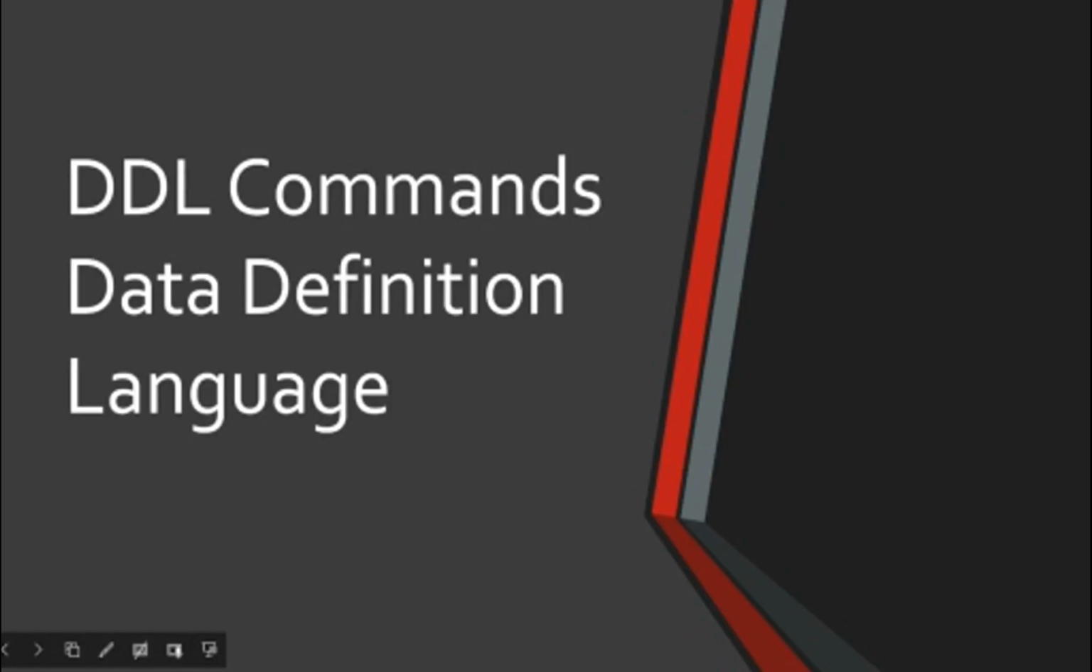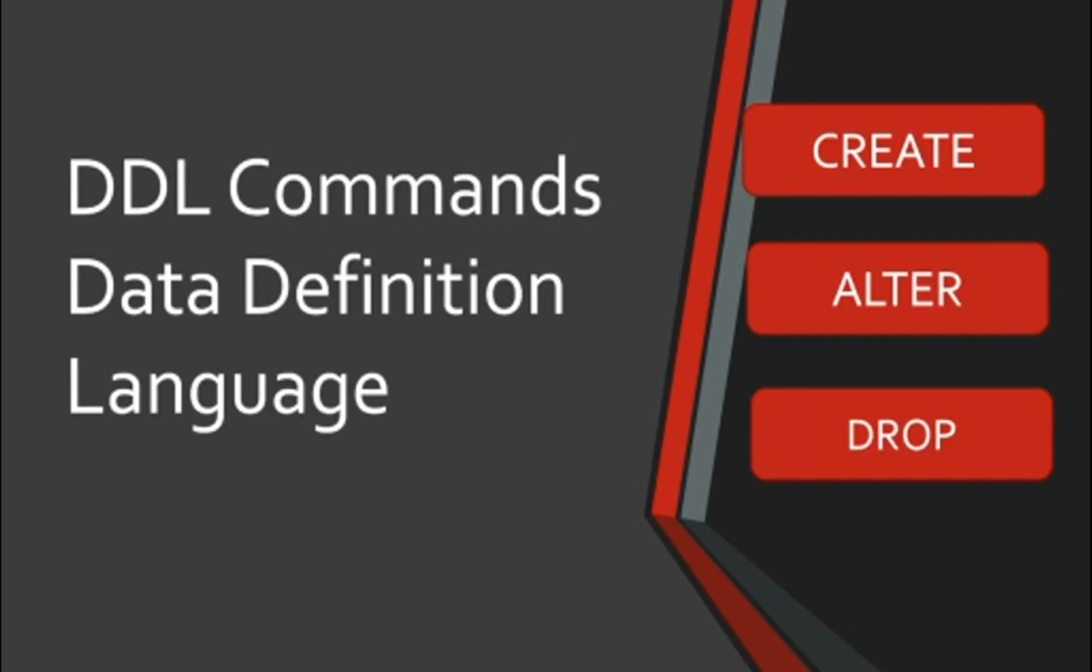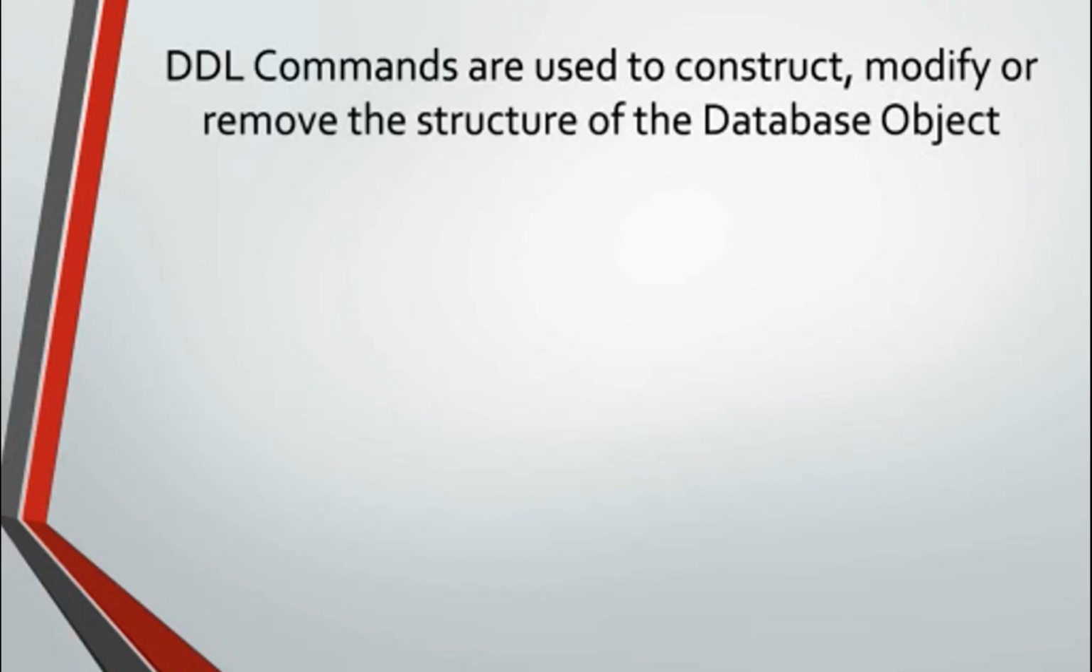So DDL stands for Data Definition Language and it contains the create command, alter command and drop command. Okay, so first I will tell you what is the role of the DDL commands. DDL commands are used to construct, modify or remove the structure of the database object. Okay, and what are the database objects? Database objects are like the database itself, then table, then index, function, etc.